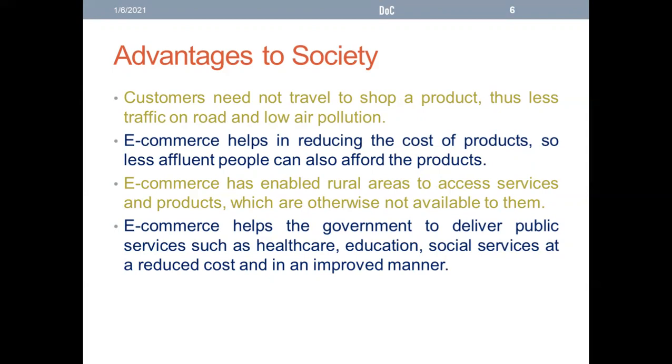Not only that, but also healthcare, education, and some other social services. Even these days, if you want a photocopy of your birth certificate, we can just apply through a website, a web system, so that it can be done while you are staying at home or any place. So these are some advantages to society. You can just go through the slides.